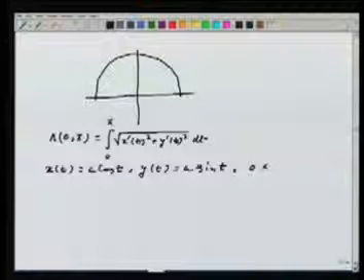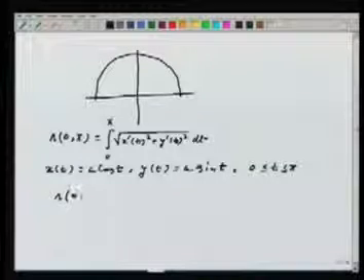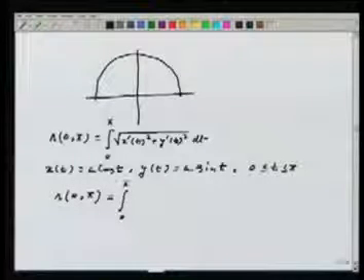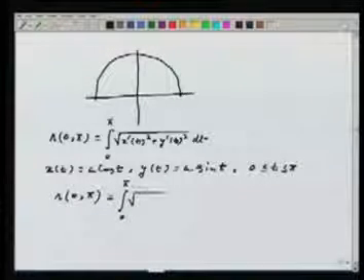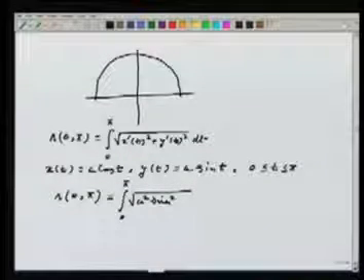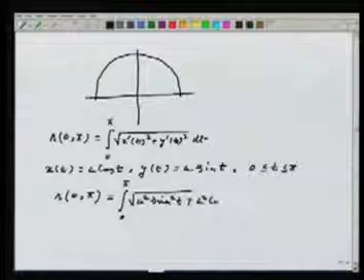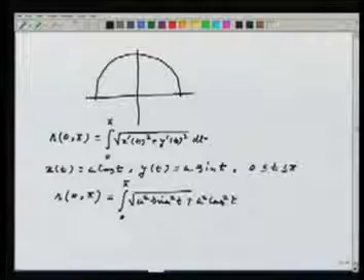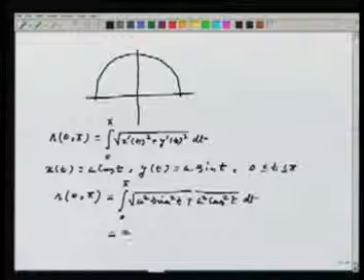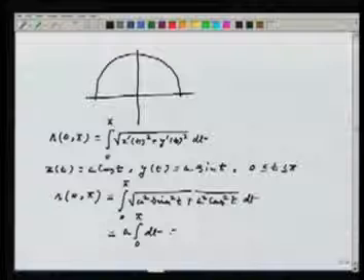T lies between 0 and pi. I can put all these quantities together to get lambda 0 pi, that is equal to the integral from 0 to pi of the square root of a square sine square t plus a square cos square t dt, that is a times the integral from 0 to pi dt, that is pi a.